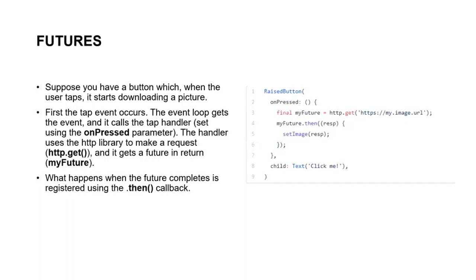So when the image comes, Flutter knows that there was a callback that was registered for the receiver of this future. What am I supposed to do with it? I'm supposed to call a method called setImage and pass this image that I got. And basically that's the cycle of how a future works.